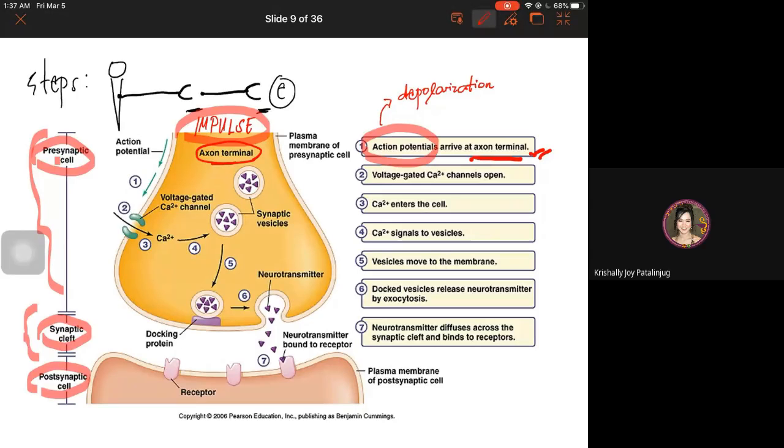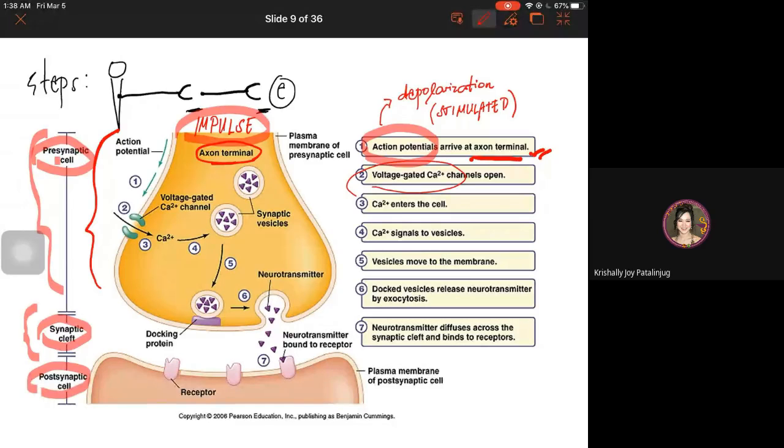And what do we expect kapag depolarized ang isang cell? Is it depressed or stimulated yung cell? Recall, stimulated ngayon yung presynaptic cell membrane. I repeat, yung action potential causes stimulation or depolarization of the presynaptic cell membrane. Now, kapag na-stimulate ang presynapse because of that impulse resulting to depolarization, what will happen now? That will cause opening of the voltage-gated calcium ion channel.